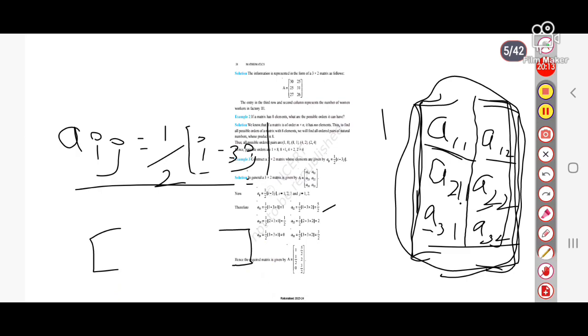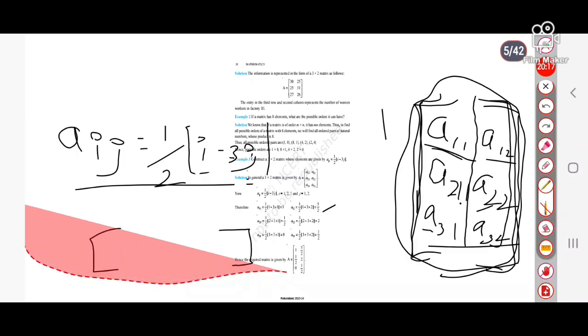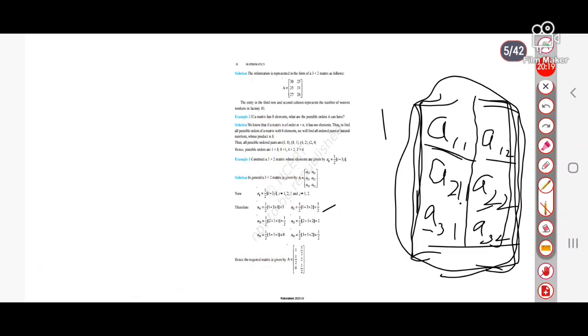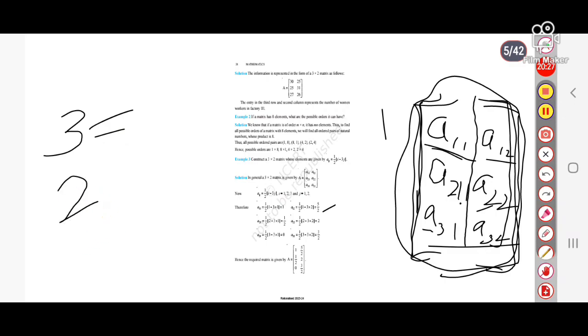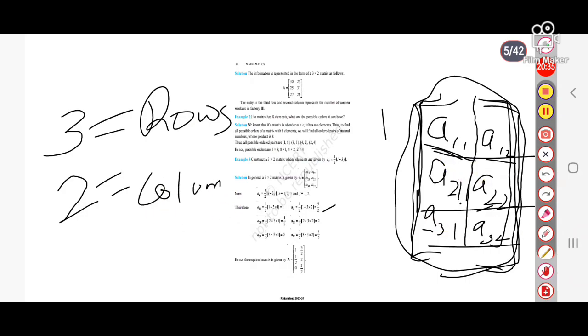Wait, the 3 cross 2, right? They have given 3 cross 2. The 3 cross 2 is nothing but 3, 2, right? The 3 stands for the number of rows and 2 stands for the number of columns. This is rows, 3 rows, first, second, third, and this is the columns, first and second, right?